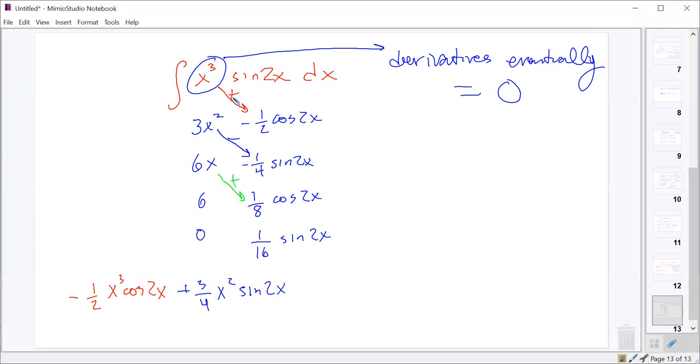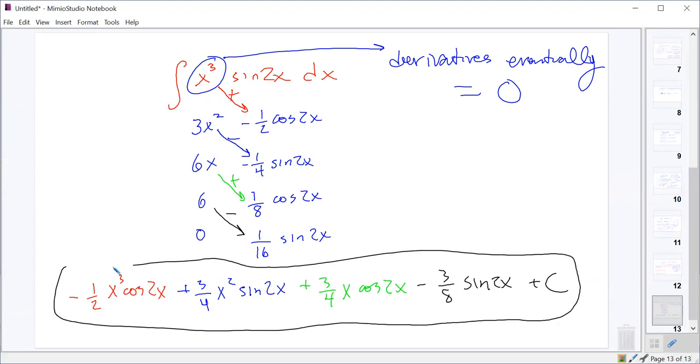Then we'll take the next ones. Those will be positive. They just alternate positive, negative, positive, negative over and over until you're done. The 6/8 will just become a 3/4 again. So we'll have plus 3/4 x cosine 2x. And then our last one here becomes a minus. So we'll have a minus, and then 6/16 ought to just be 3/8. So minus 3/8 sine 2x plus our constant. And we remember that this is called tabular integration. It'll work when our derivatives eventually get down to being 0. Everybody good with that?